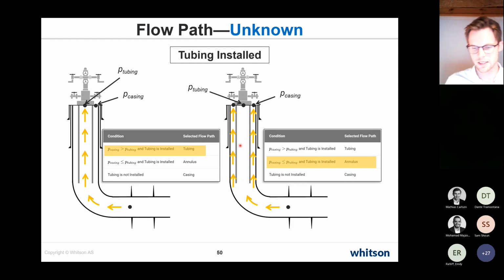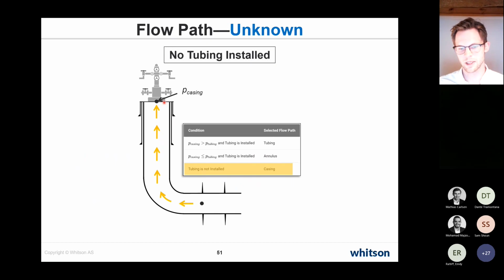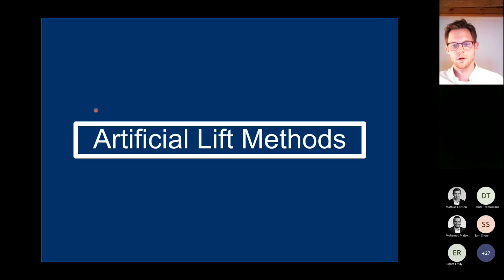And obviously this assumes that there is a tubing in place. If there's not a tubing in place, we just go up the casing. There's no real choice. It's just casing flow. Okay, so that was the flow paths, and this may be going at a bit of a fast pace. We'll touch upon all these in the exercises later on, and you have the material to skip through whenever you like. Now we're going to go into the artificial lift methods.